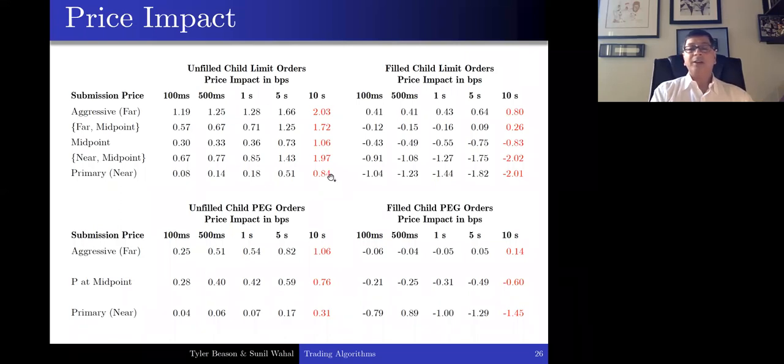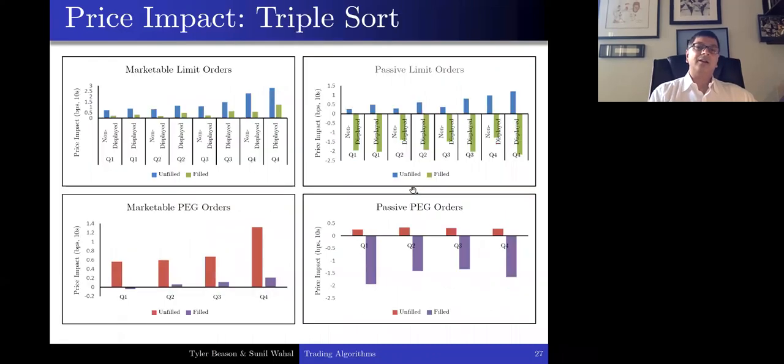The important point here is that this is non-zero. Orders that we know are ex post unfilled are still moving prices by substantive amounts. The same is true for PEG orders. If you look at the filled orders, they're moving prices. Remember, for filled orders, we're looking at it from the time of the fill. And if they're passive, why are these numbers negative? Remember that these are passive orders, so prices have to move into you. And that's why those numbers are negative.